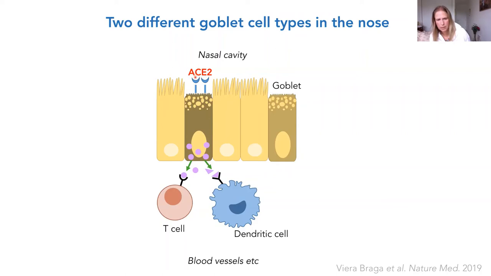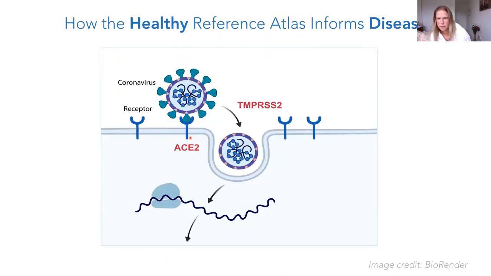And it happens that that goblet cell state that we described in the nose has a very high expression of ACE2 and has this more active immune signaling phenotype compared to the other epithelial cells in the nose. And so that really segues me from asthma to SARS-CoV-2 research. I'll talk about this for the next few minutes.